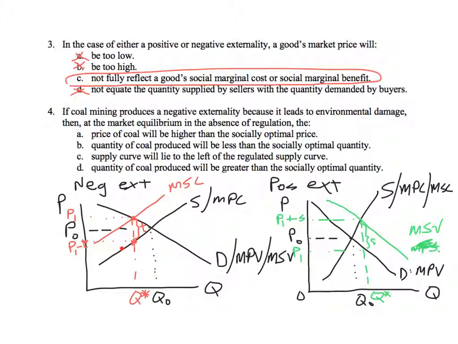No. I think in this case the marginal private costs are lower than, or we could think about that as to the right of, the marginal social costs. The quantity of coal produced will be greater than the socially optimal quantity. Okay, well, there's the one that fits. So D is the answer there. So practice these cases to make sure you really understand this material.